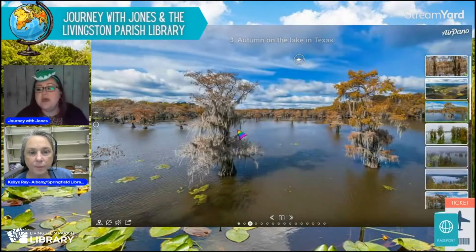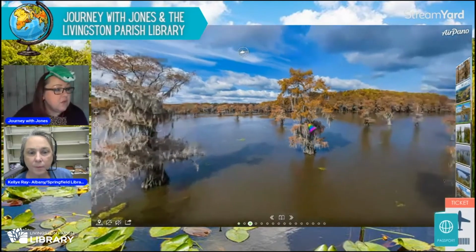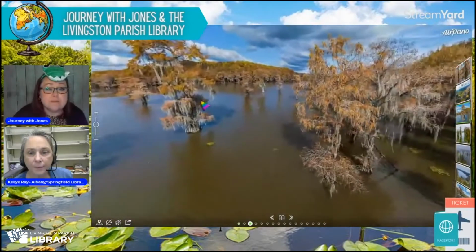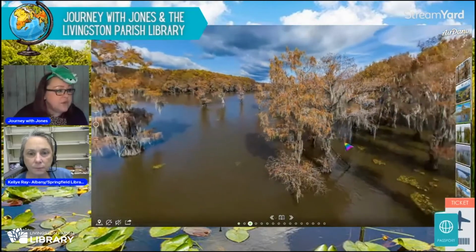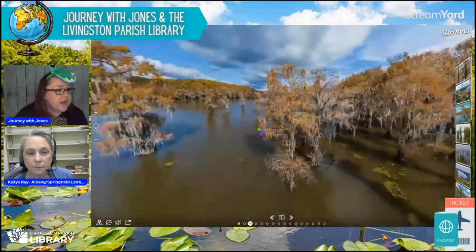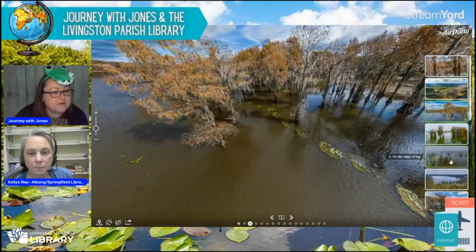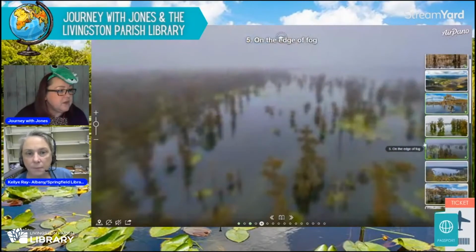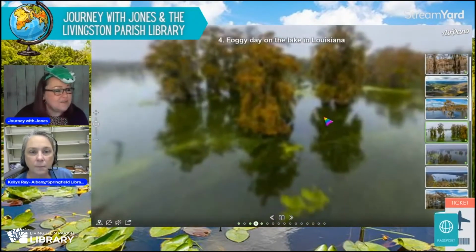This is another swamp. Now, swamps can be freshwater, saltwater, or brackish water, which is a mix of salt and fresh water. So this is a swamp in Texas. You can zoom in, you can zoom out. Let's look at another vantage point. Let's look at this right here. All right, actually that's fog, so it's kind of dark. So let's look at this picture.